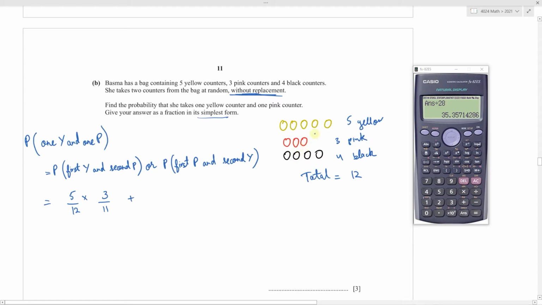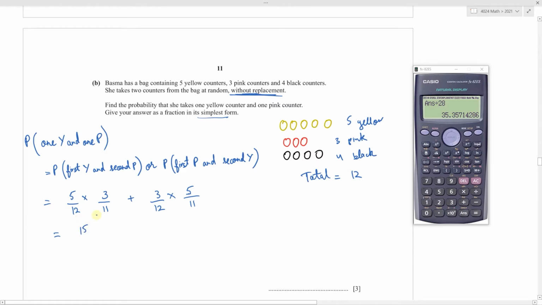Or first one is pink. So now if you have total of 12, and the first one you're picking is pink, you have 3 pinks out of total 12. So probability of first pink is 3 by 12. And second yellow, how many yellows? 5 yellows in the bag. And again, you have taken out 1 pink, so the remaining are 11. So you'll have 5 over 11 here.